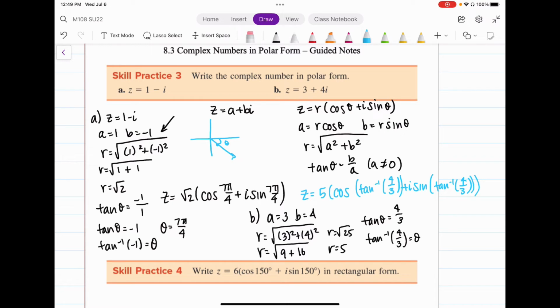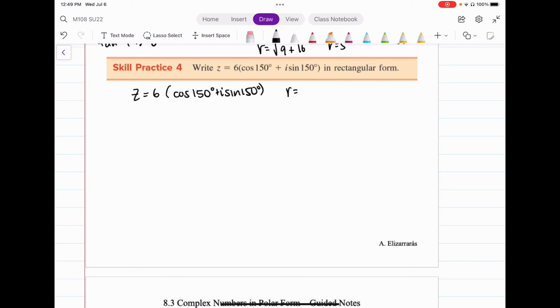Now let's go from polar form to rectangular form. We are given that r is equal to 6 and theta is equal to 150 degrees. Because when z is written in polar form, it is of the form r times cosine theta plus i sine theta, that means that the value in front of the parentheses is the r, and the value after cosine and sine is the theta. I then need to find what a and b are, and recall that a is equal to r cosine theta and b is equal to r sine theta.